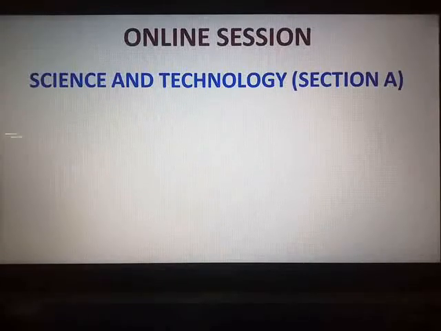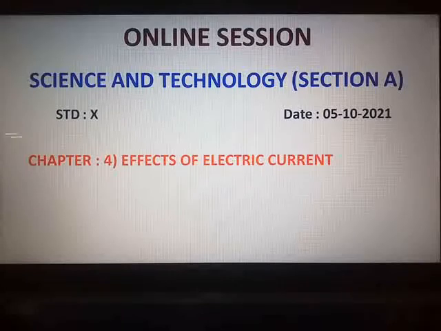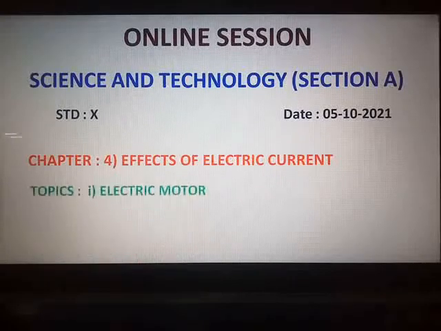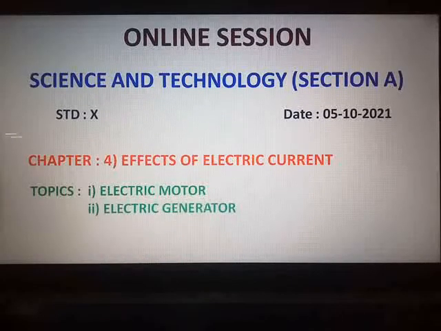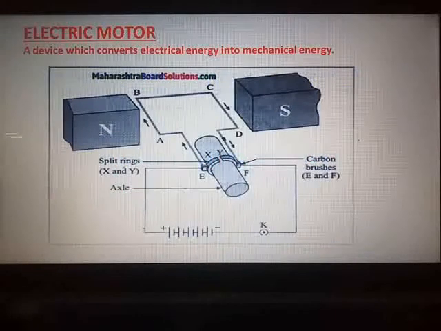Yesterday, we got ourselves introduced with two subtopics from chapter number 4, Effects of Electric Current. The topics were electric motor and electric generator. Today, we are going to study in detail about both these devices, their construction, working, and if time permits, we will start with a little bit of textual exercise. So, let us move towards our first topic, electric motor.